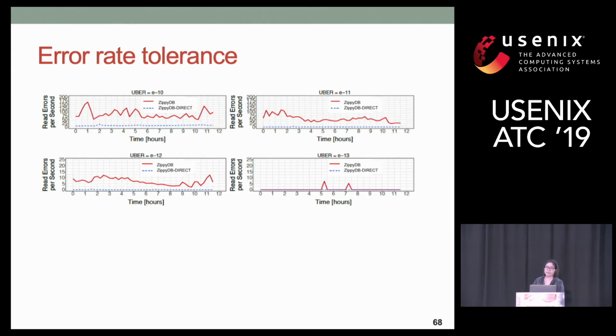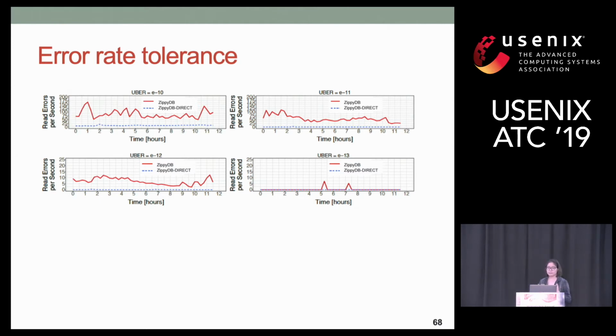So let's first look at error rate tolerance. Each of these graphs represents a particular UBER, or bit error rate, that we're simulating coming off of a drive. In the upper left corner you have the highest UBER, and in the lower right you have the lowest UBER. The red line is unmodified ZippyDB, and the blue line is ZippyDB retrofitted with DIRECT.